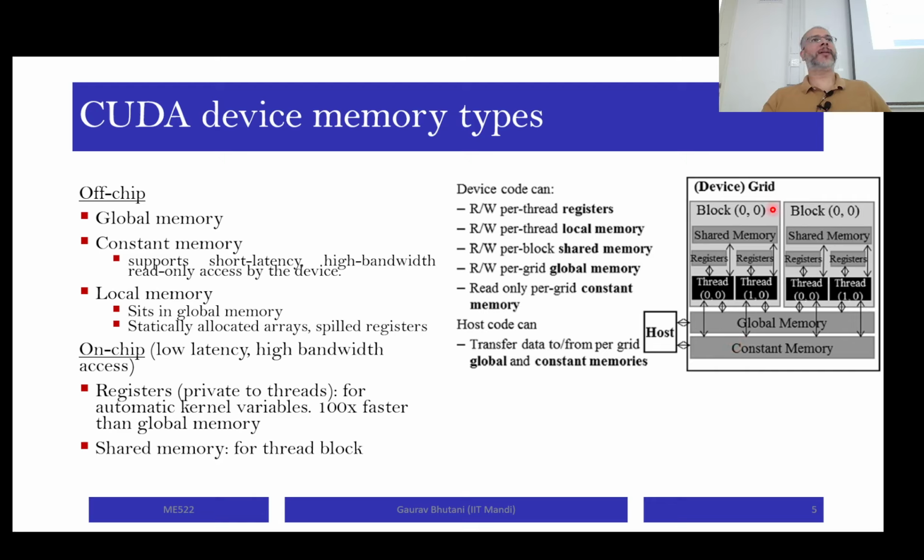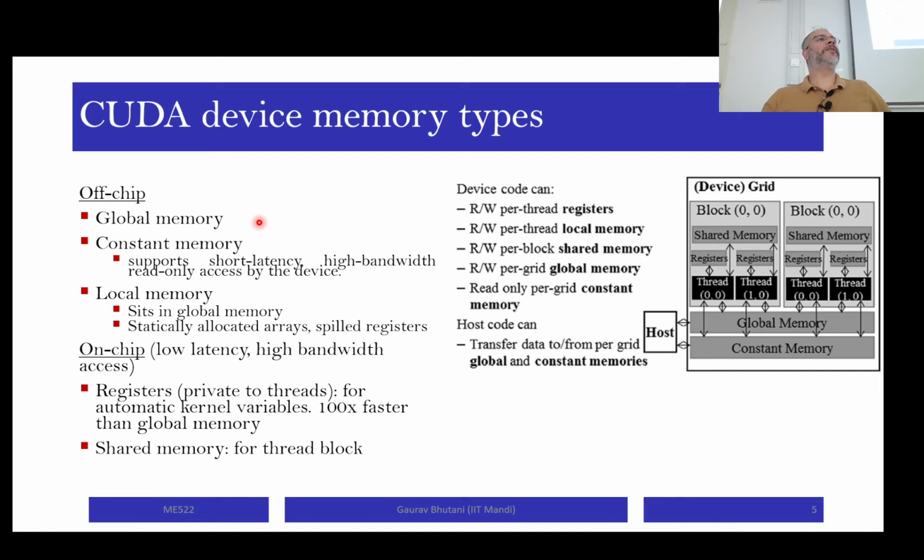Then if you look at a block inside a streaming multiprocessor, you will have something called registers. Registers are closest to your compute cores, and then you also have something called shared memory. Shared memory is also available on chip, so it is much faster compared to global memory, but it is different from registers. So let us understand what these are.